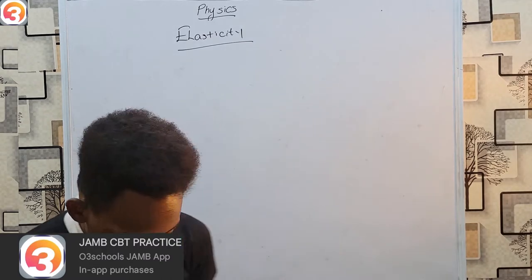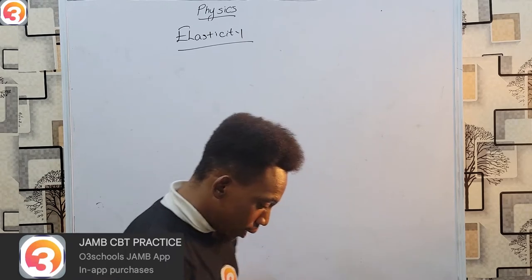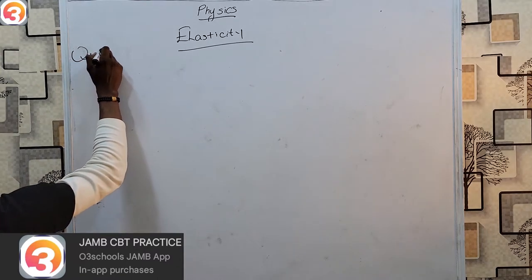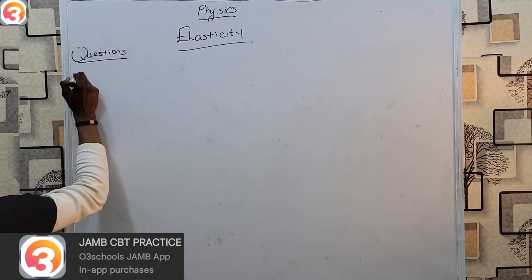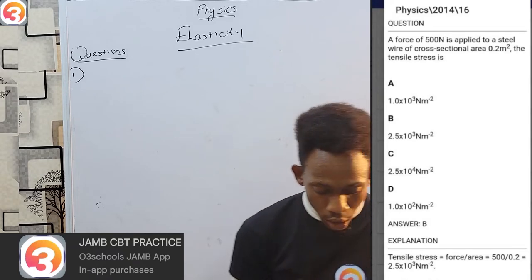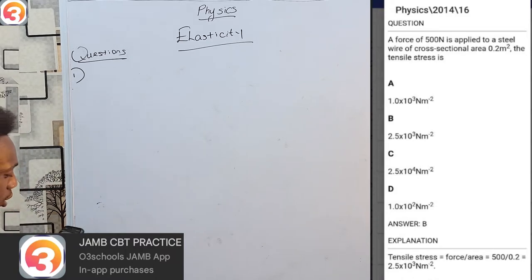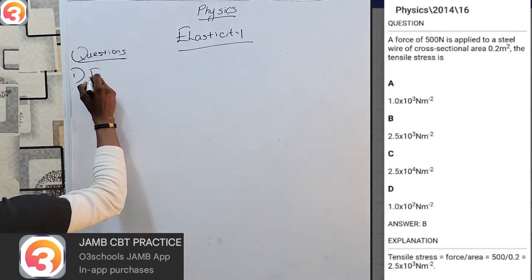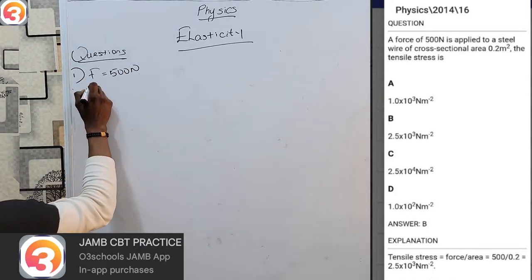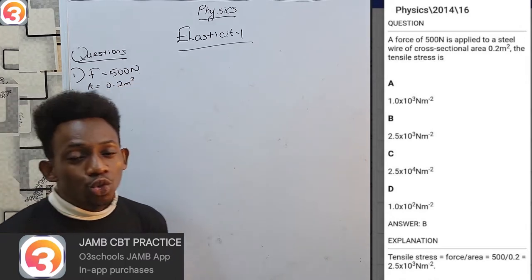Accessing our phone, we simply open our O3SCHOOLS JAMB app and we begin to search for questions. All right. Our first question has been found. This question comes from the year 2014, and this is question number 16. The question says, a force of 500 newton is applied to a steel wire of cross-sectional area 0.2 meters squared. Force of 500 newton applied to wire of area 0.2 meters squared. They want us to find the tensile stress.